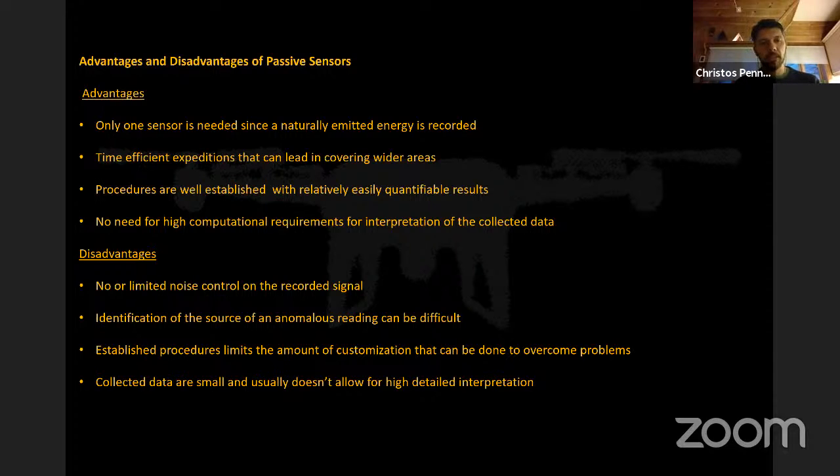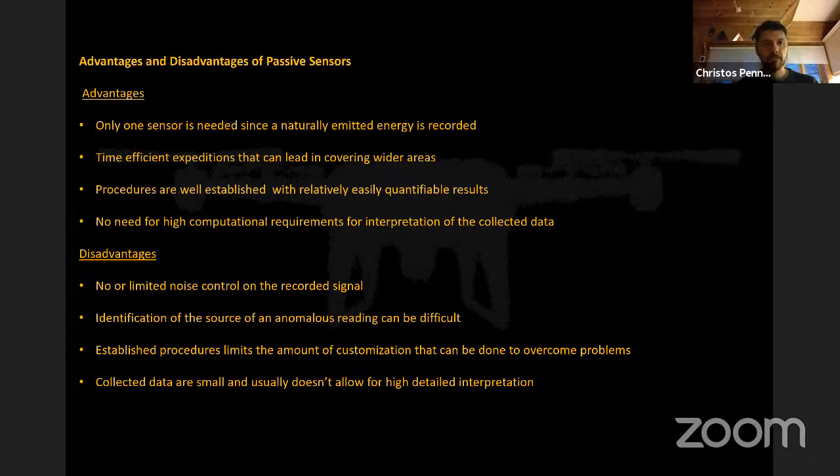And the expeditions are time efficient. That can lead to covering wider areas because we don't have to wait or calibrate our sensors to emit the correct wavelength of the energy, etc. So we can simply send the sensor, record this energy, the wavelength, in the spectra that we want, take back the results, and work with them.